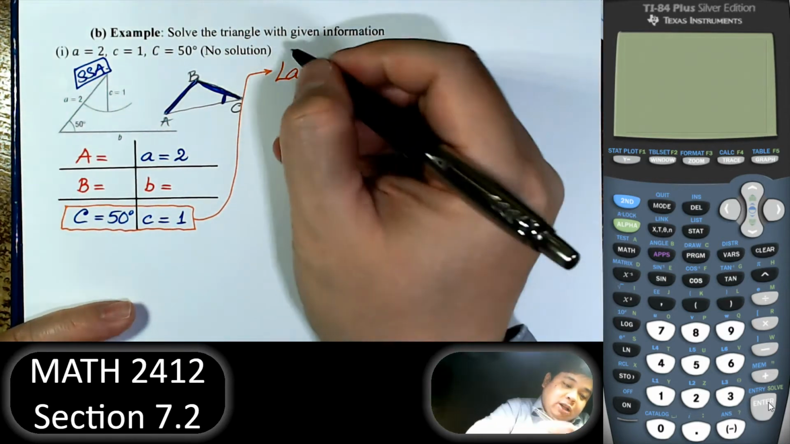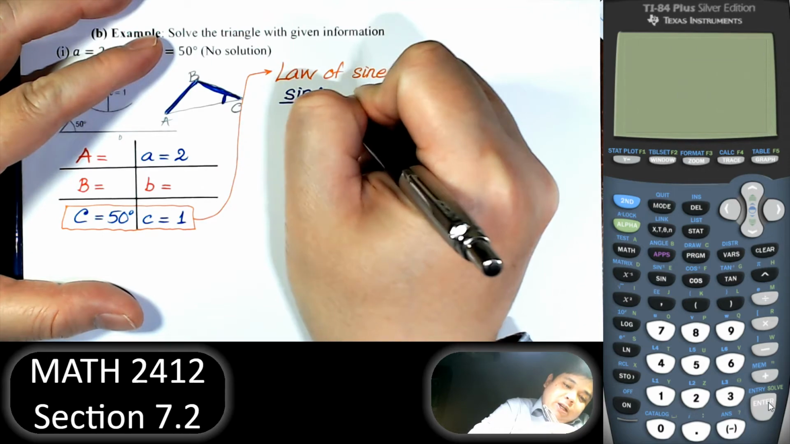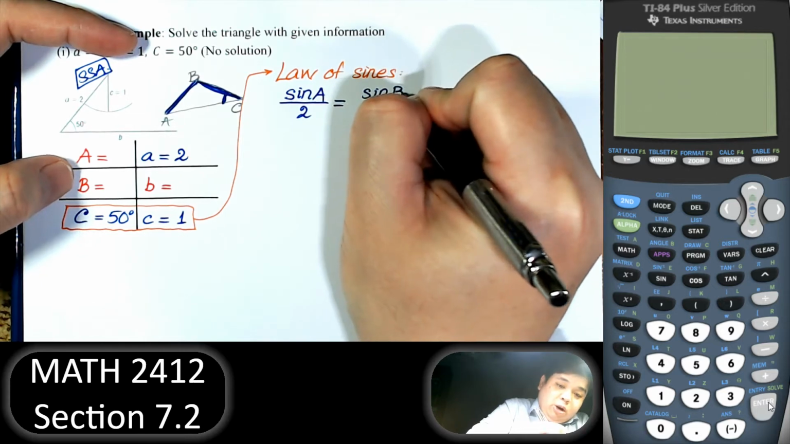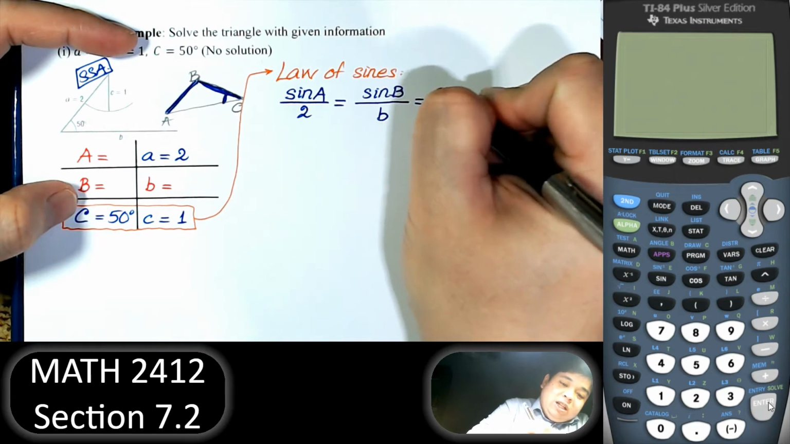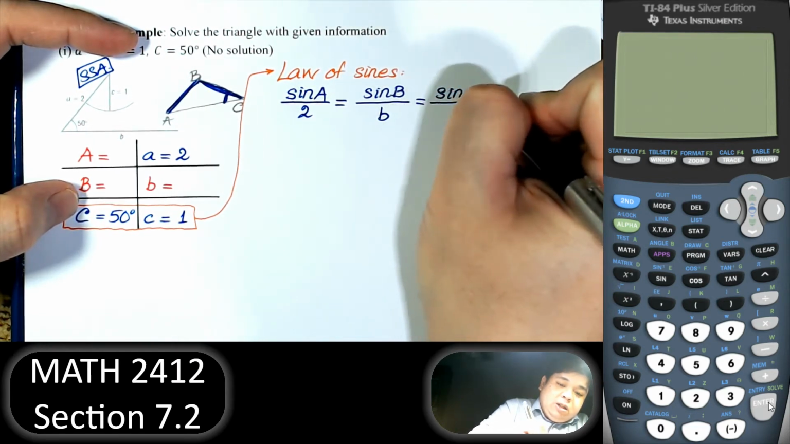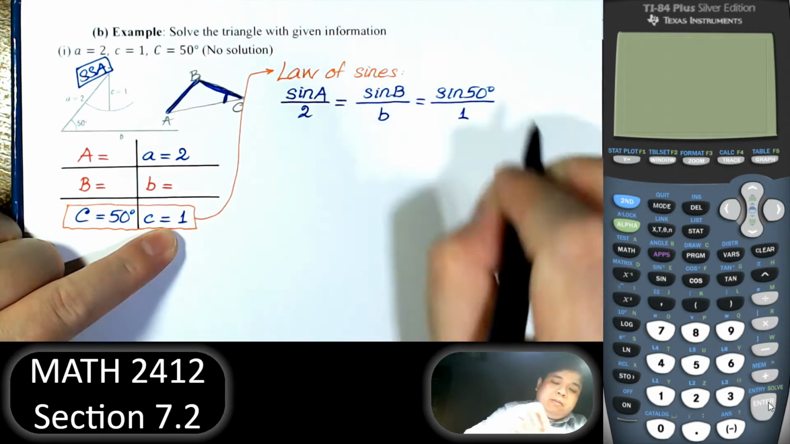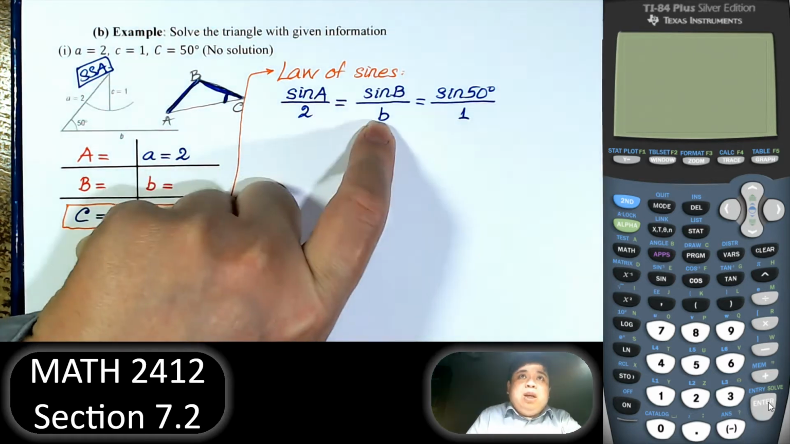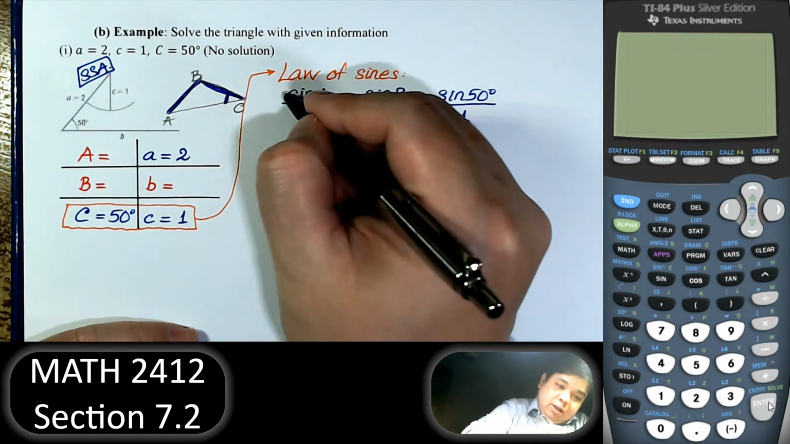Right. Try that out. Sine of angle A, which we don't know, over 2, equal to sine of angle B, don't know that, over side b, don't know that either. Sine of angle C, that's 50 degrees, over side c, which is 1. Right. Of course, side b and angle B we don't know, so we're not going to be able to use anything related to that. Right? So we just have to go with this.